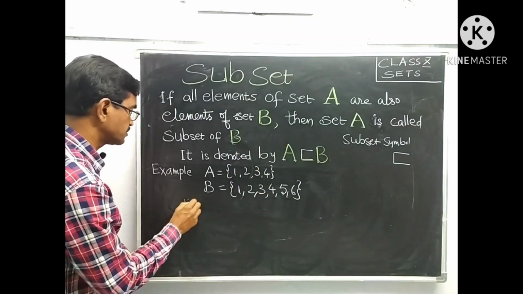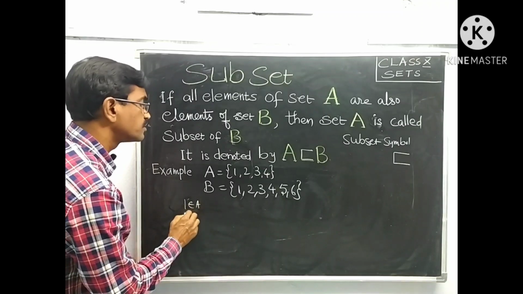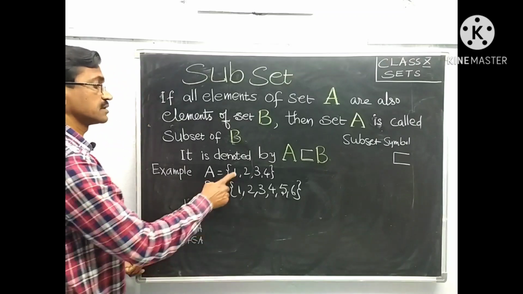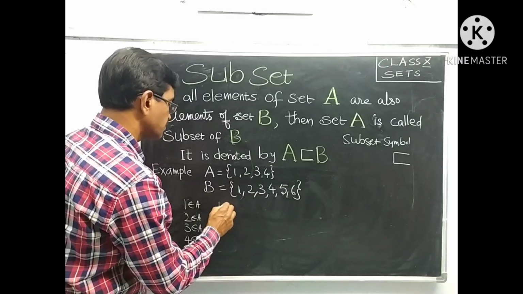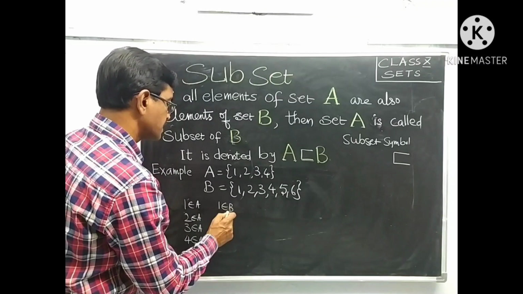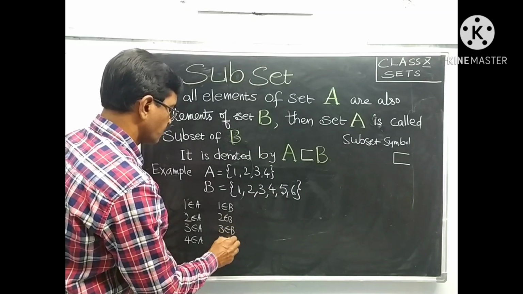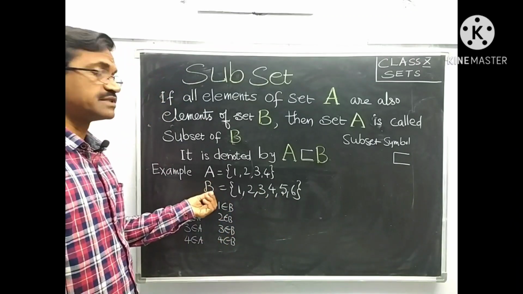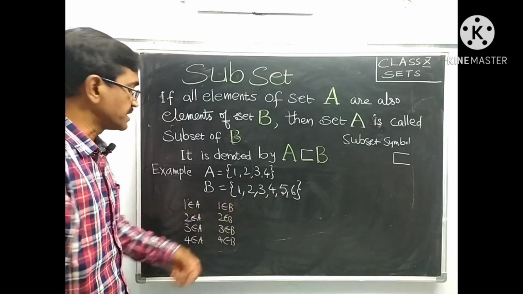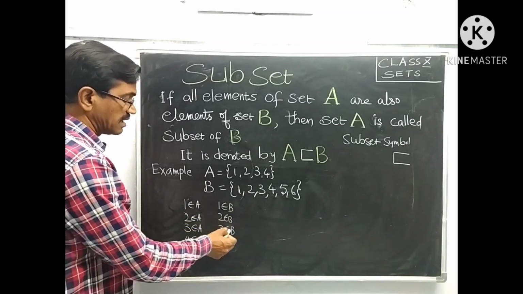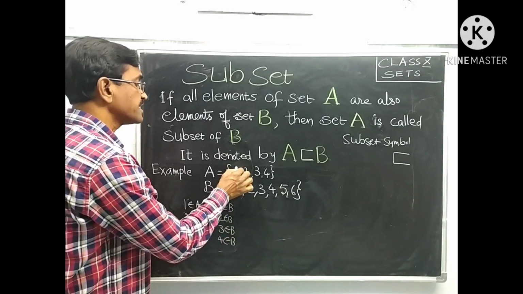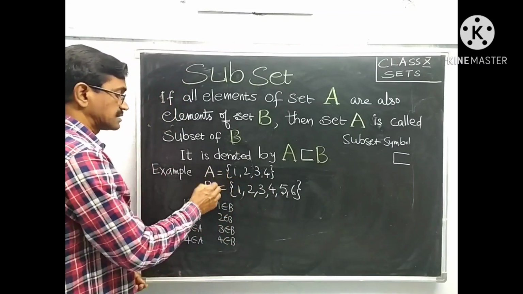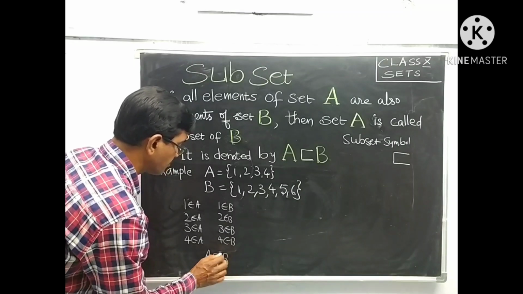Here 1, 2, 3, 4 belong to A, and 1, 2, 3, 4 belong to B. 5 and 6 are extra elements which are in set B. But 1 belongs to A and 1 belongs to B, 2 belongs to A and 2 belongs to B, 3 belongs to A and 3 belongs to B, 4 belongs to A and 4 belongs to B. So every element of A also belongs to set B. Therefore, A is called a subset of B.